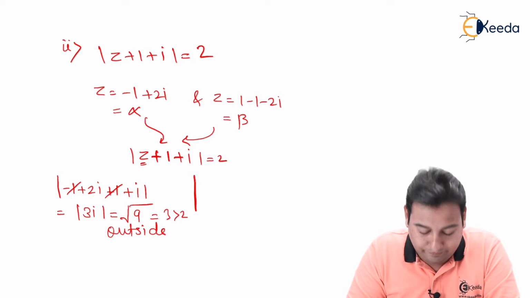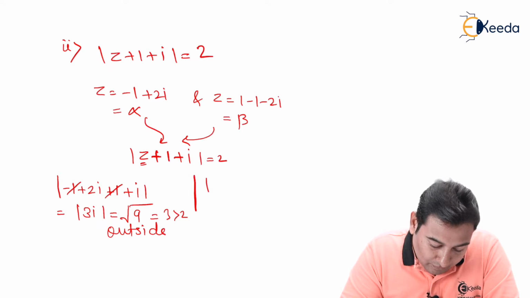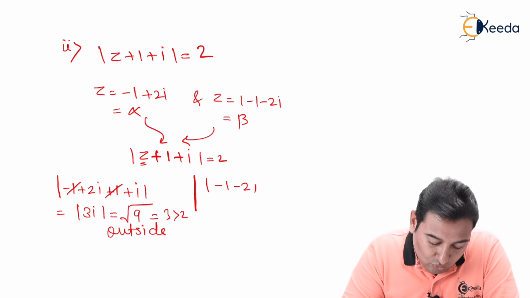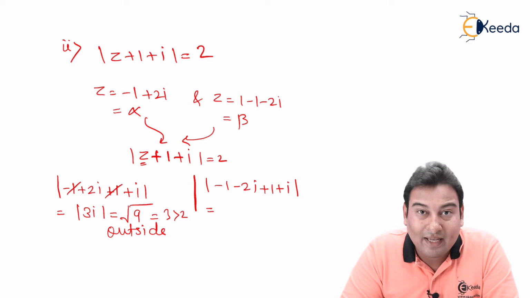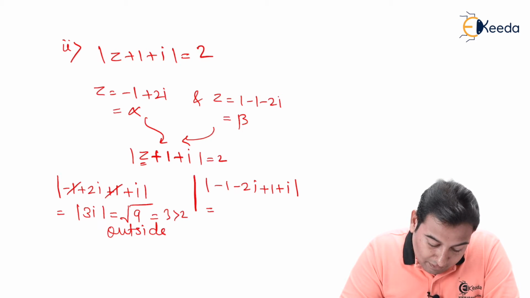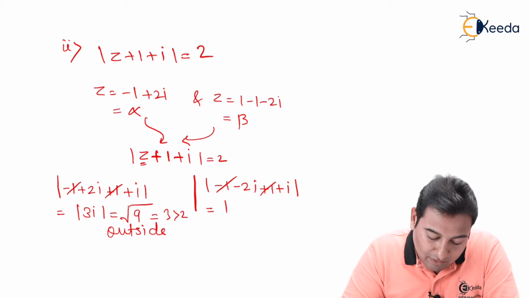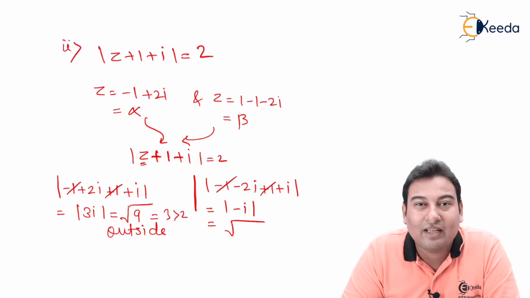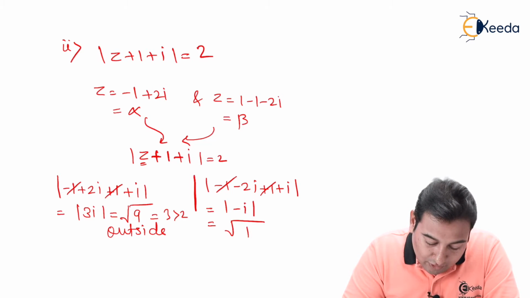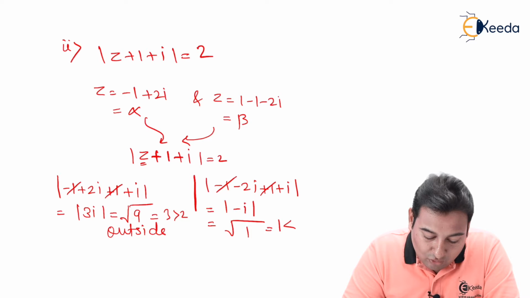Now we're going to check for beta. If you put beta, that is -1 minus 2i, into z plus 1 plus i, the -1 is cancelled with the 1, and you will be left with minus i. So the modulus is the square root of real square plus imaginary square. The real part is 0, the imaginary part is 1, so which is equal to 1, less than 2, inside. So friends, one point is inside and one point is outside. So let us find the residue at the pole which is inside.